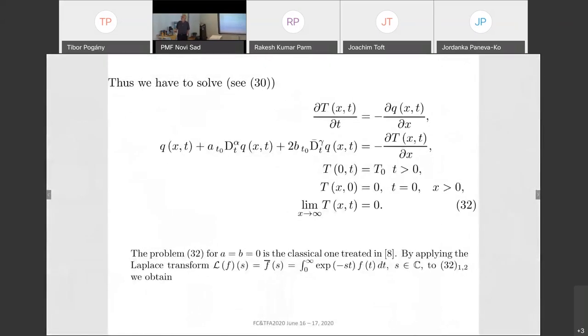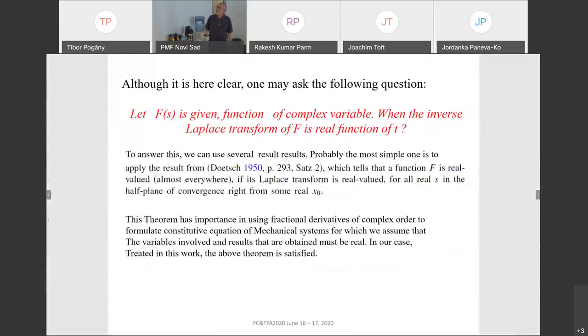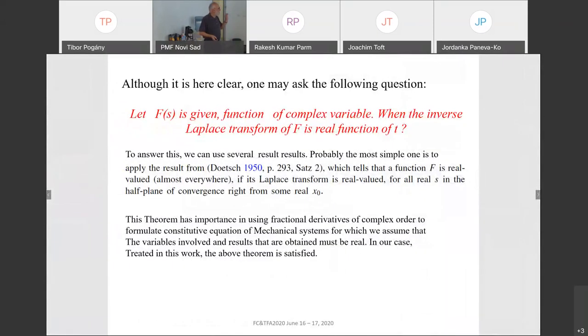And now an example, a simple one that I want to show. This is the energy equation, constitutive equation, initial and boundary conditions. We want to see what happens with such an equation. Here we use the Laplace transform technique. And just one more point, and I will finish.